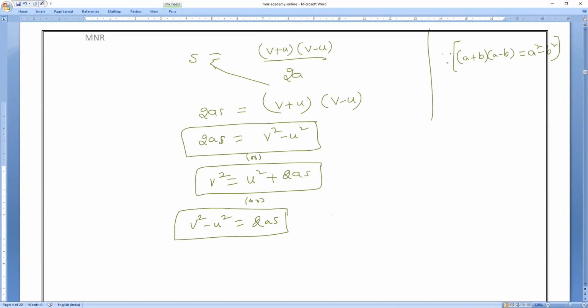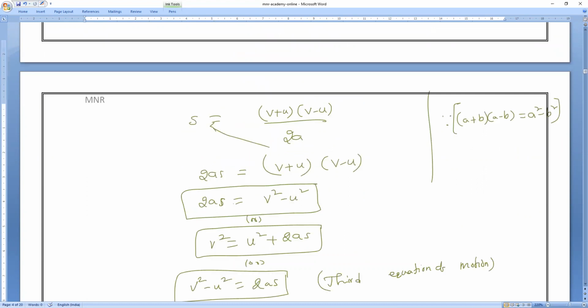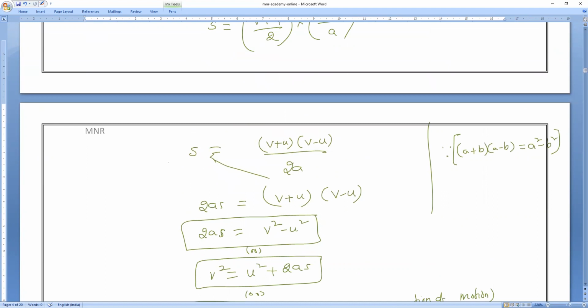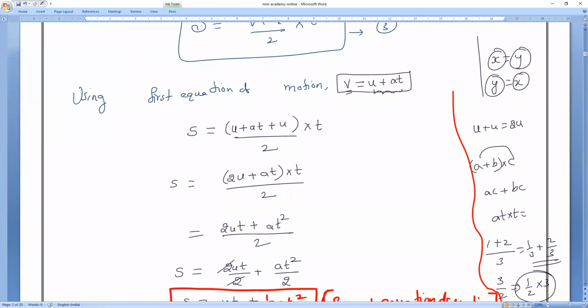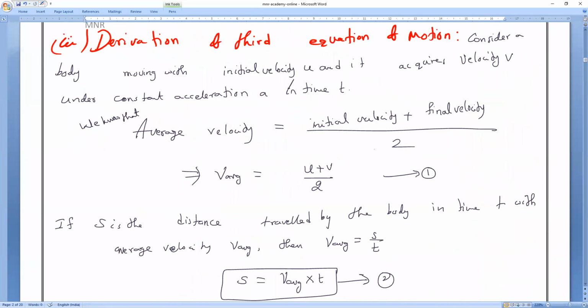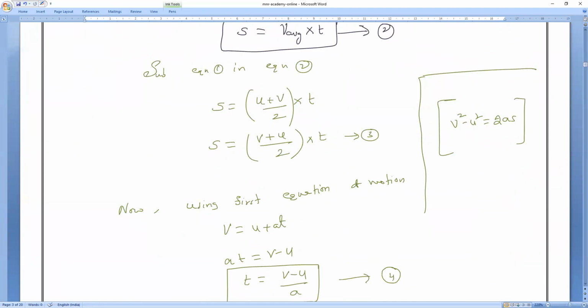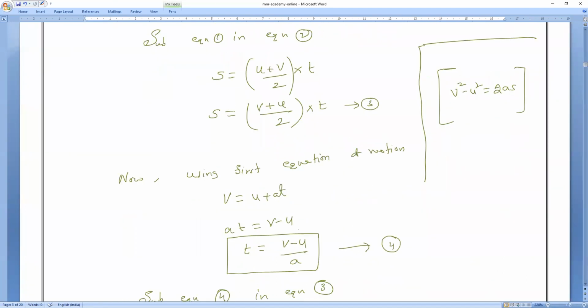This is the third equation of motion. For solving the second and third equations, we have to remember both the same thing. In the third equation we are just replacing the time. In the second equation, in place of V, we substituted the first equation of motion. In the third equation, we are replacing T with the first equation of motion. Do you all understand?